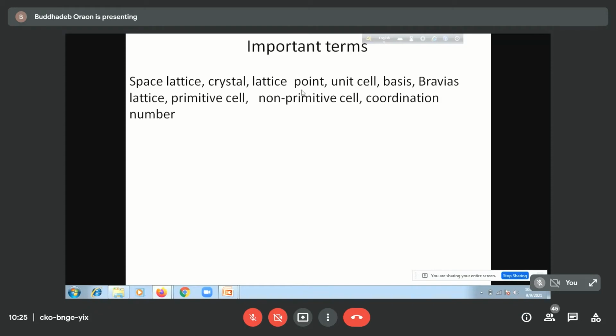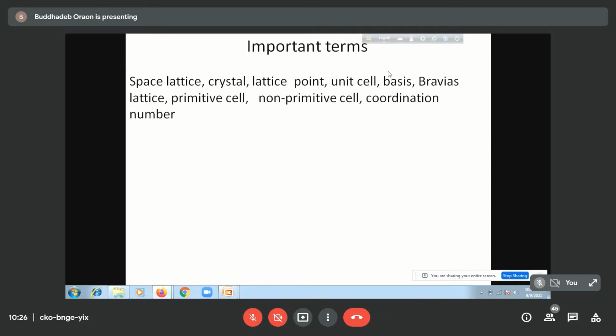Then you have the lattice point. In the space lattice, you will find some points where the center of the atom lies. So the center of the atom can be taken as lattice points in the crystal structure. Then comes the unit cell. The unit cell is the smallest building block of the crystal structure. If you see the crystal structure, you will find that the smallest block is repeated in three-dimensional space. That is called the unit cell.